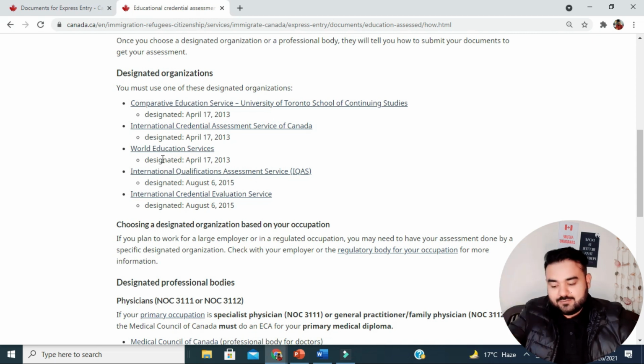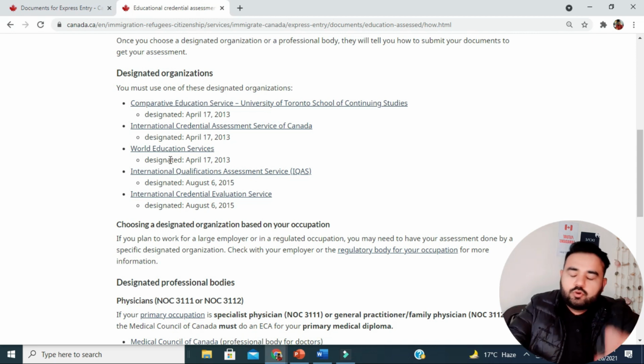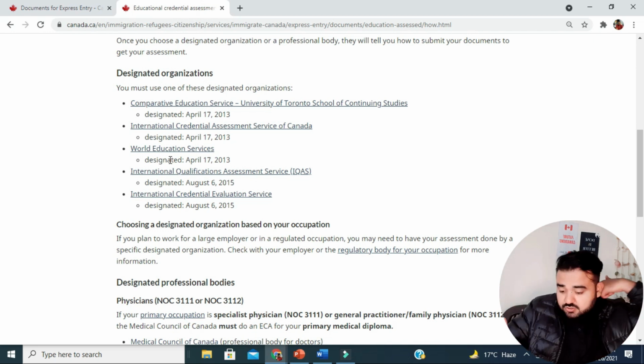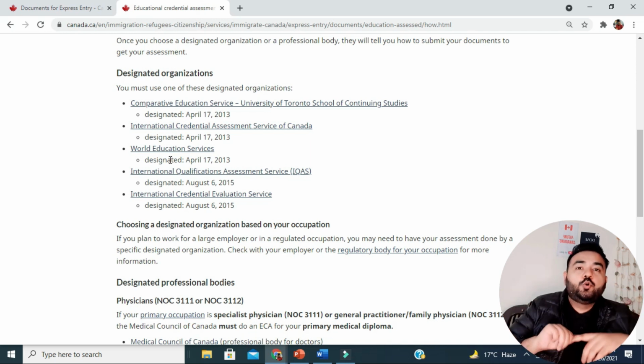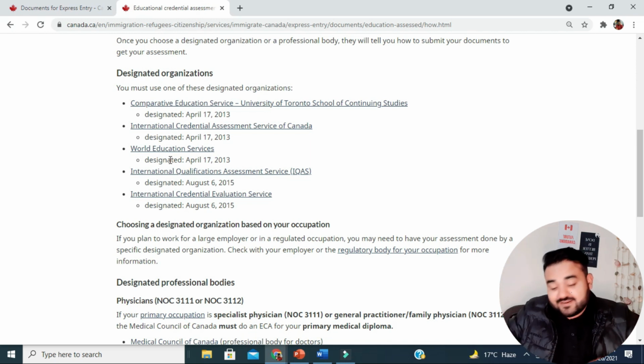Then on third number is World Education Services. I mean, everybody knows about WES because when you go to consultants, they will say, we will get your WES done. We will send your educational documents to WES. So the people who go to those consultants, then they come back and then they tell other people that WES is ECA, ECA is WES, which is not the case.